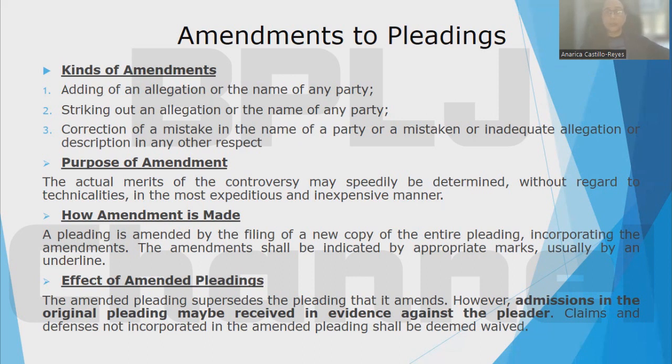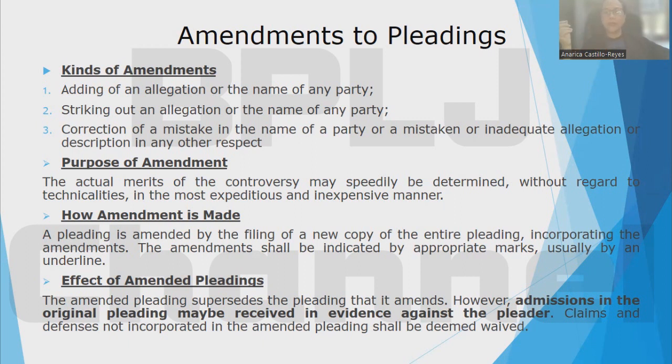What is the purpose of amendment of pleadings? So that the actual merits of the controversy may speedily be determined without regard to technicalities in the most expeditious and inexpensive manner. How is an amendment made? A pleading is amended by filing a new copy of the entire pleading incorporating the amendments and indicated by appropriate marks, usually by underline, bold, or italics.